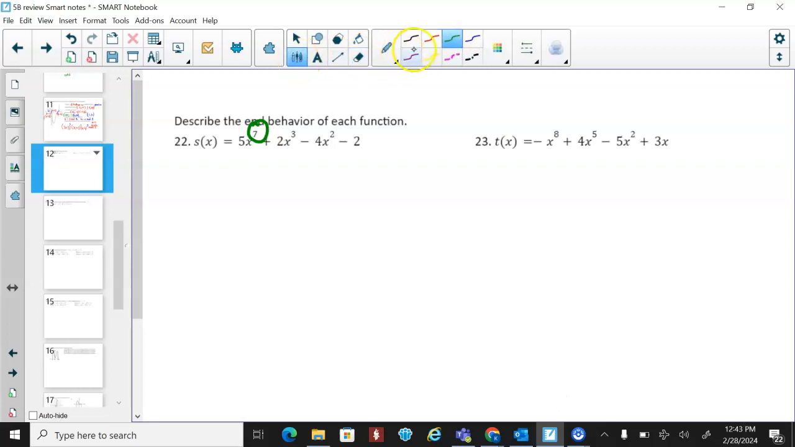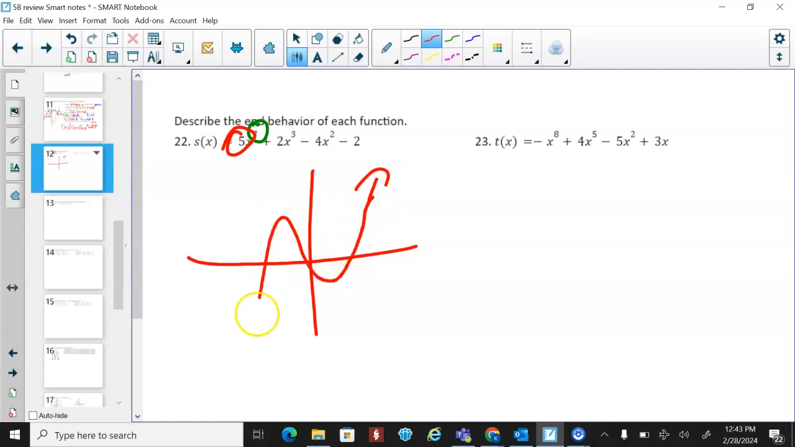So again, how do I know that? This is my leading coefficient right here. It's 5, and it's positive. So I know that either way, the function will end with a positive end, and then in some way it will have a different end. So 2 ends going in the opposite direction.